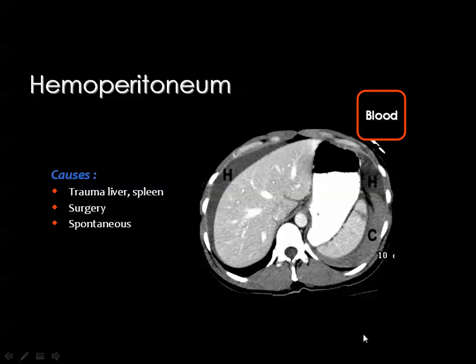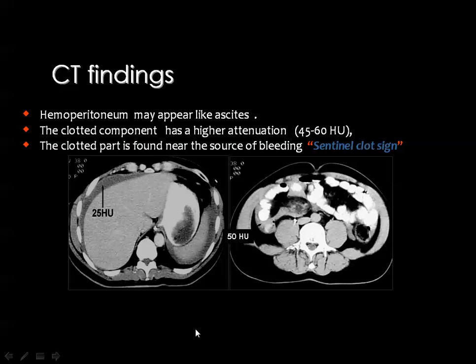Then if you cannot see the laceration in the spleen, you can predict that the spleen is the origin of the hemorrhage, because the hematoma adjacent to the spleen is more dense than the hematoma adjacent to the liver. Then this is, as I have said, the sentinel clot sign, and you measure the density of the hemorrhage in cases of abdominal trauma, and the hemorrhage which is more dense is closer to the site of the bleeder.